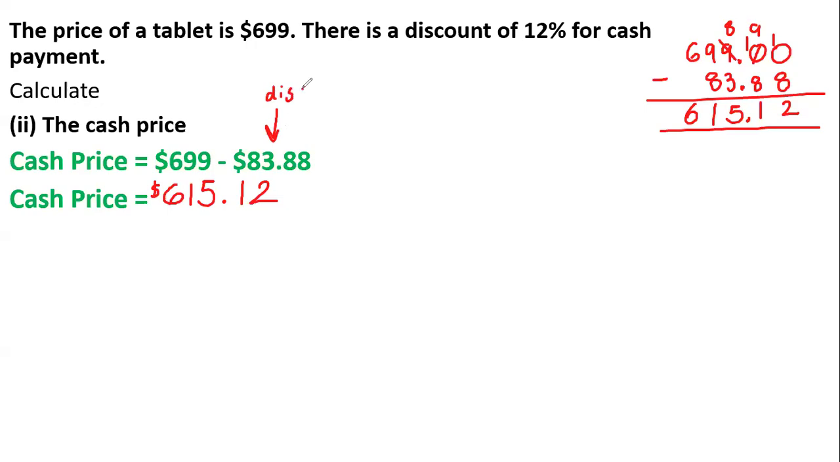So I'm giving you all the tablet on a discount. I'm a nice person. The discount is $83.88. And so all you need to do is take the original listed price and subtract it with the discount to get 615. This is only available when you buy this tablet in cash. That's the only way this is available for you.